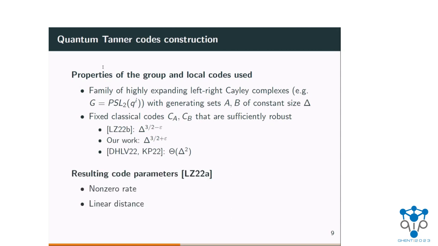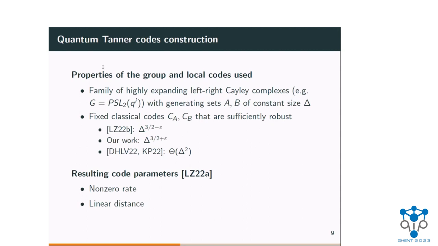And if this is satisfied, Leverrier and Zémor showed that this resulting code will have non-zero rate and linear distance. Okay, so one comment on this robustness thing. In their work, they proved that if you take random classical codes, you will get the parameter delta to the 3/2 minus epsilon. So the higher the parameter, the better. And when you have delta to the 3/2 minus epsilon, then that's sufficient to show the distance of the code.